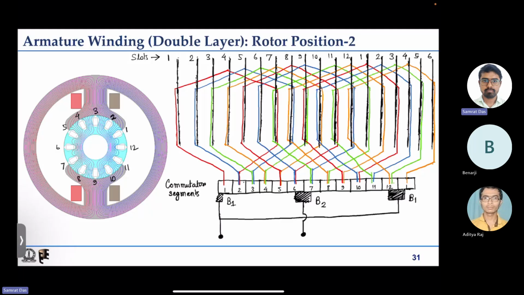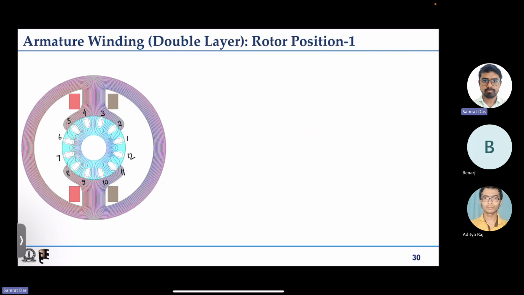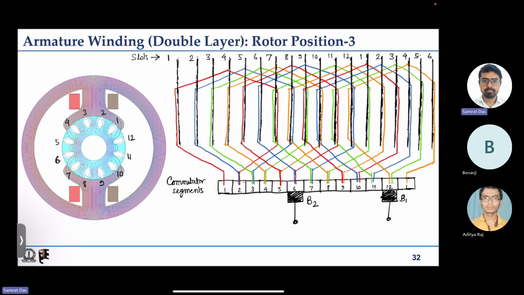So for this one, you saw that these coils, the coils in slot number 1, 2, 3, 4 and 5, were carrying current in the same polarity and they were actually in series. If you see, this was one of the starting points. This was one of the starting points.